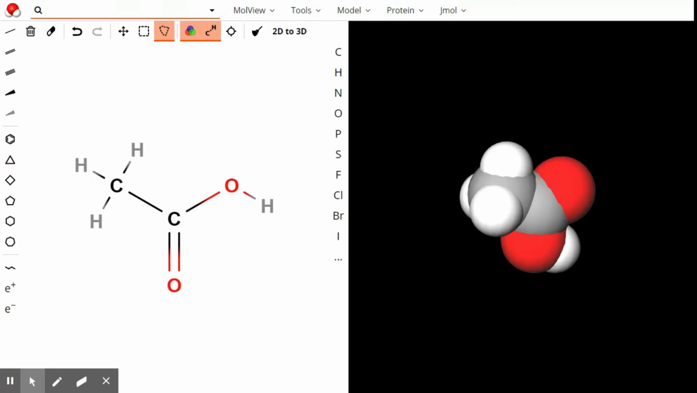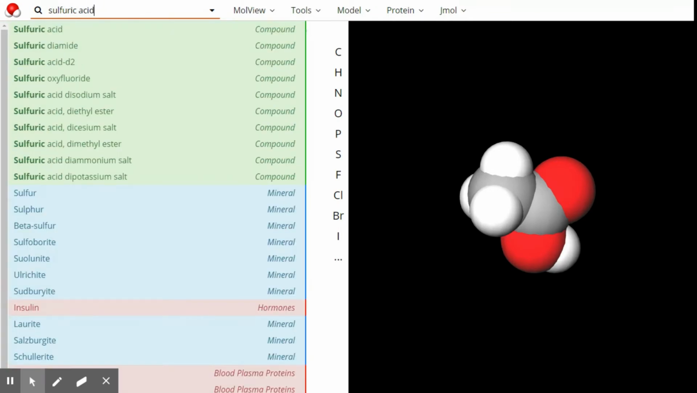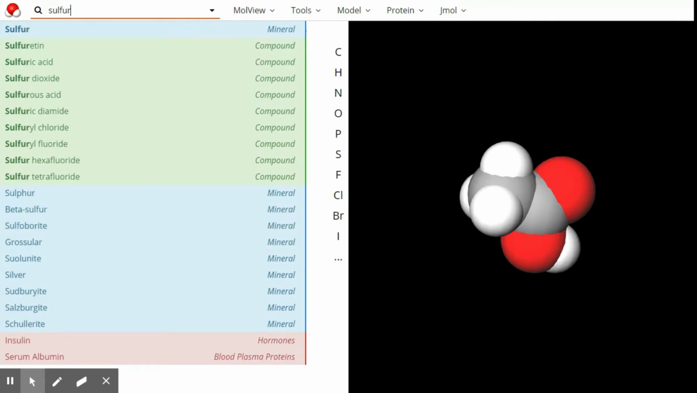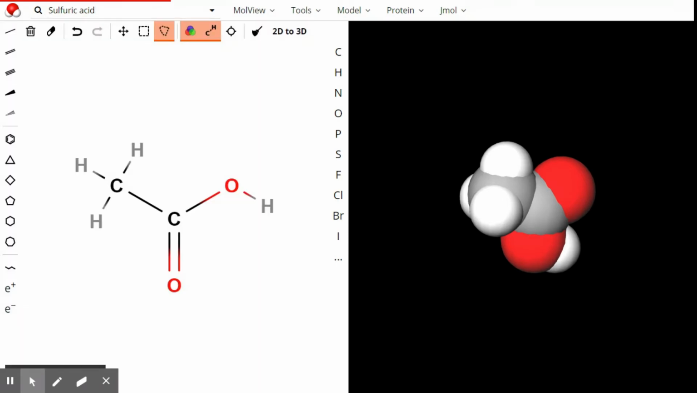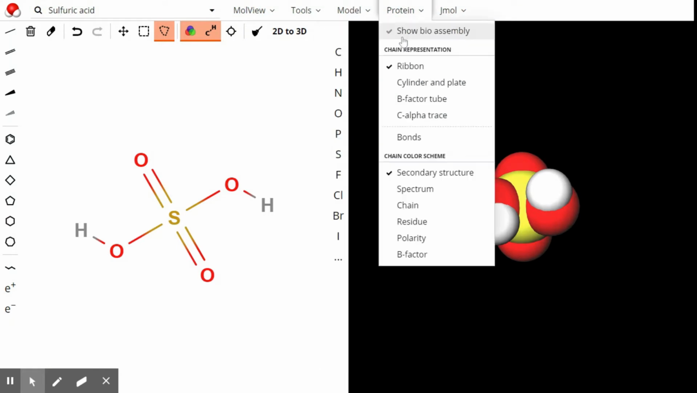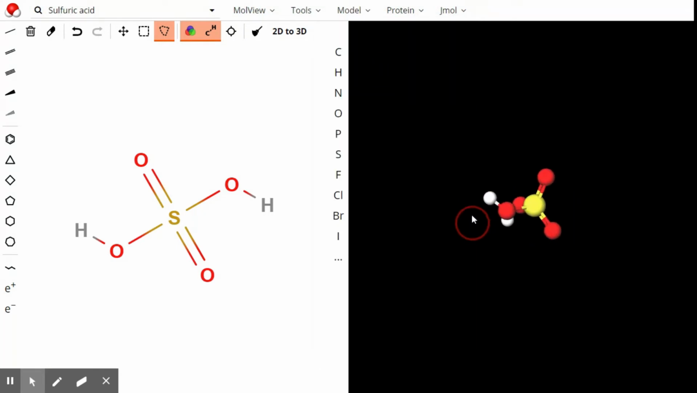Let's do another one. Let's do sulfuric acid. If you're not really sure on the spelling, sometimes they'll give you suggestions. So if I type in sulfuric, there it is, sulfuric acid. Enter. And there it is. Okay, I'm going to switch it back to the ball and stick model so I can better see this.